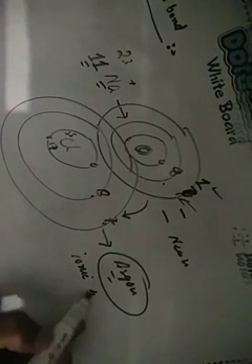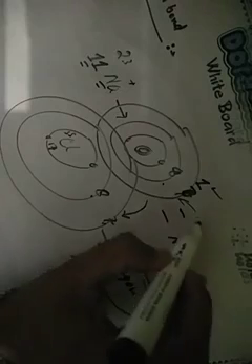In this way, these two ions combine together and form the ionic bond. Sodium atoms form cations, which are the positive ions, and these are the anions, which are the negative ions.